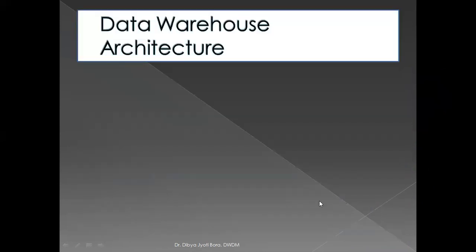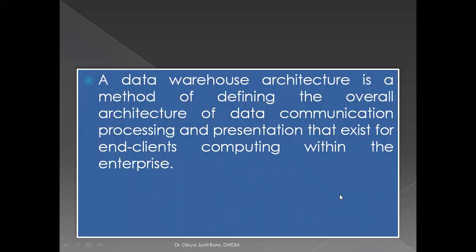Now let's come to the data warehouse architecture. We have different types of data warehouse architecture. We'll discuss three of them. So data warehouse architecture is a method of defining the overall architecture of data communication, processing and presenting data for end clients computing within the enterprise.